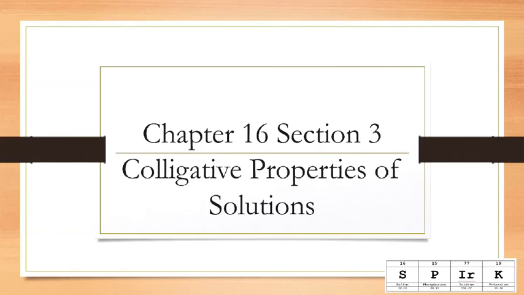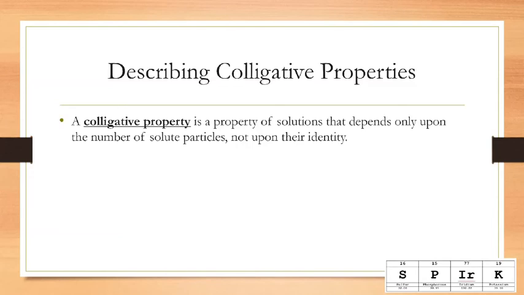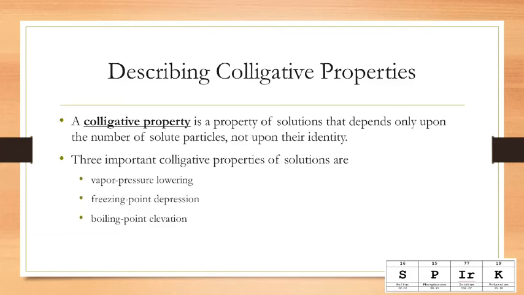This is Mr. Spurk, and this is your Chapter 16, Section 3 notes on colligative properties of solutions. A colligative property is a property of solutions that depends only upon the number of solute particles, not upon their identity. Three important colligative properties of solutions are the vapor pressure lowering, freezing point depression, and boiling point elevation.